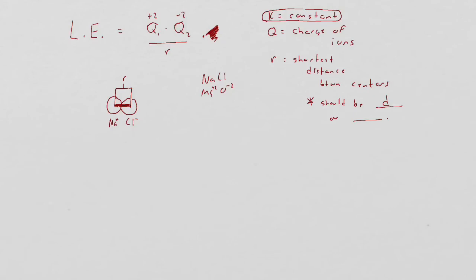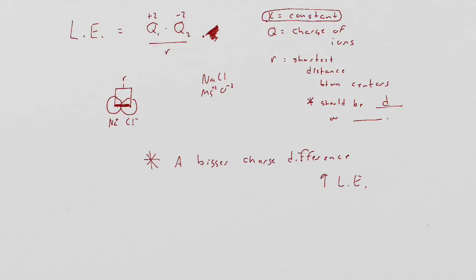Now the way this works is, you have two variables that go into here. On the top you have the charges, on the bottom you have the distance between the nuclei. As a general rule, and I'm going to put a big star on this, a bigger charge difference leads to a greater lattice energy, and it's a more important variable than the distances. The distances don't vary by nearly as much.